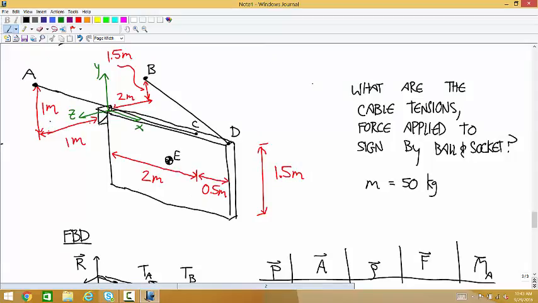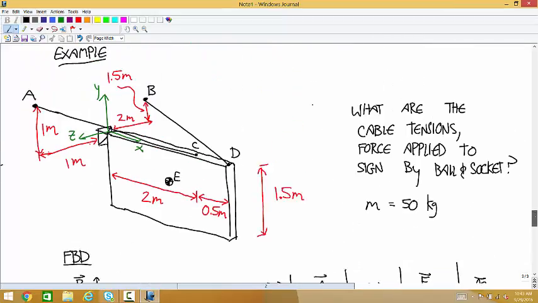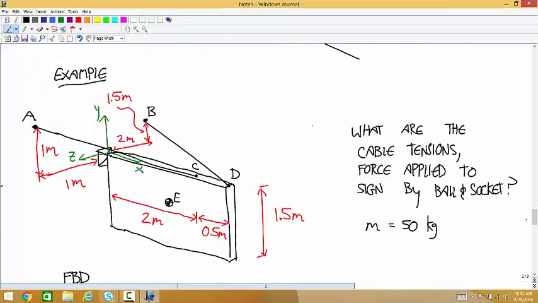So in that green coordinate system, let's first figure out the coordinates of that point A. How far in the x direction from the origin is A? 0. How far in the y direction? +1. And in the z direction? +1. So that point A is 0, 1, 1. That point B, how far in the x direction is it? 0. In the y direction? +1.5. And in the z direction? -2.